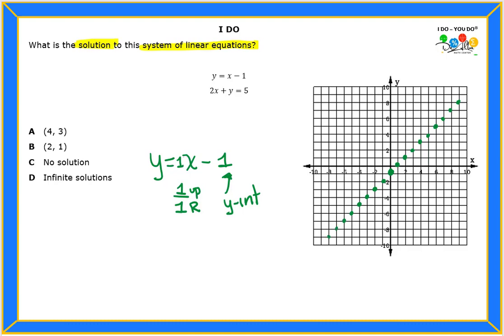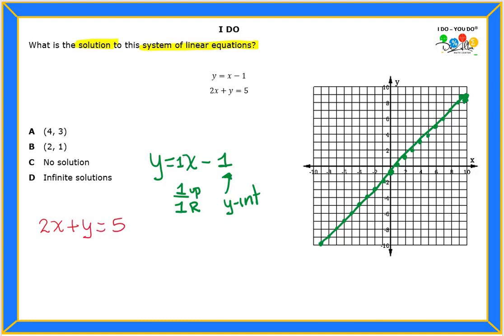And we're not changing it, guys. Look at the line. It follows the same pattern, right? So this is my first graph, okay? Now, the second one is 2x plus y equals 5. So let me write it down over here.